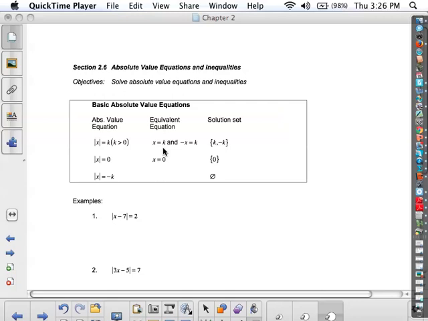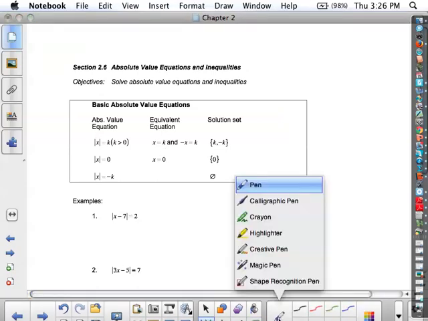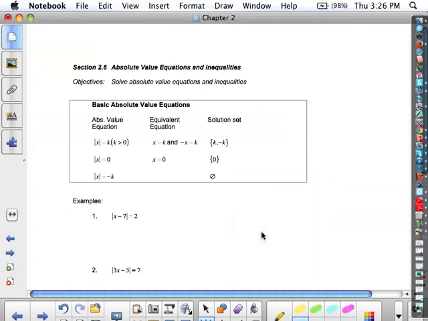Okay, let's look at section 2.6, which talks about absolute values. For the first set of notes, we're just going to talk about absolute values when you have only one absolute value in the equation. On Monday, we're going to talk about when you have multiple absolute values in an equation. So we'll look at that. Okay, so an absolute value, you know, is always positive.